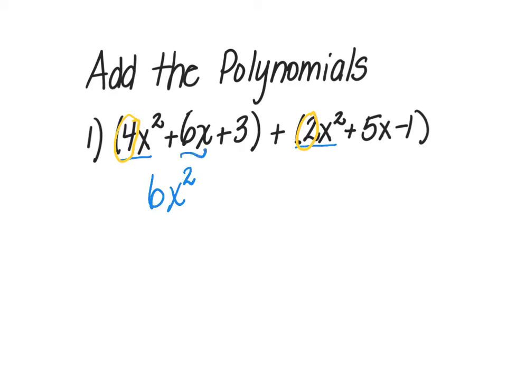I have my 6x and 5x. Those are like terms, so I'll add the coefficients in front. 6 plus 5 is 11, and then it's just x to the first power. And then I have my constant at the end. A positive 3 and a negative 1 gives me plus 2. And then I'm done.